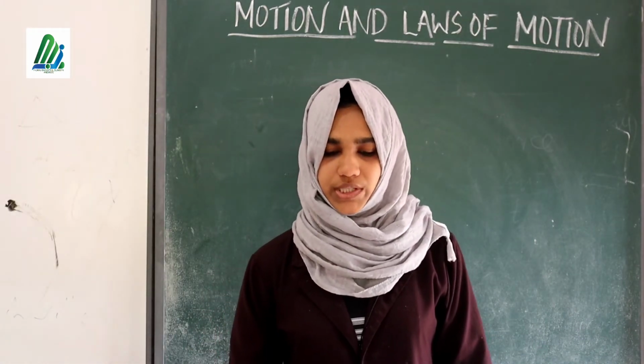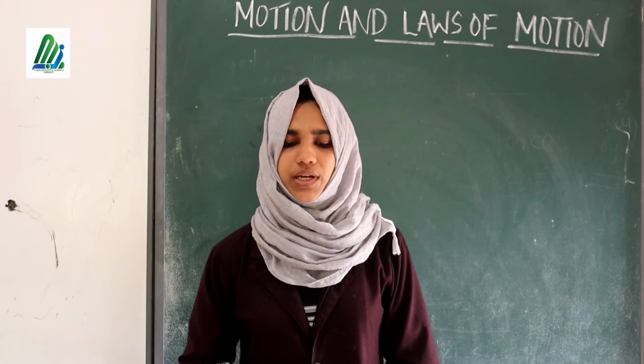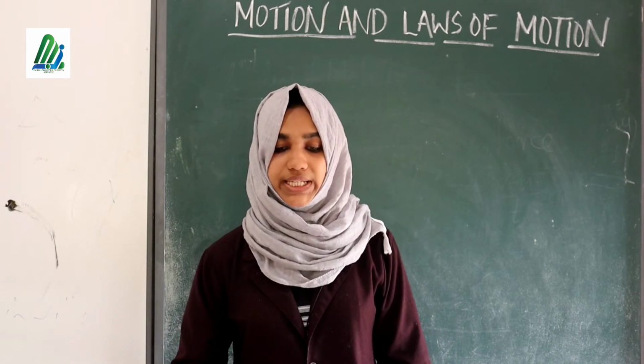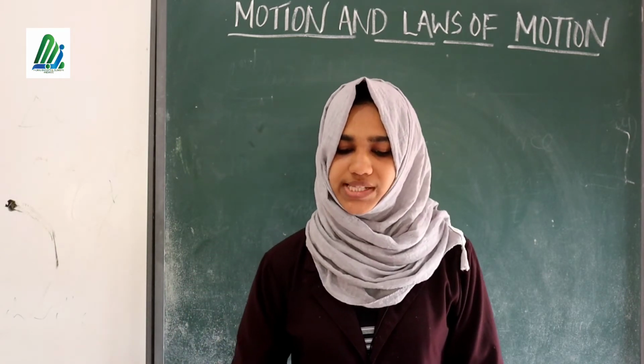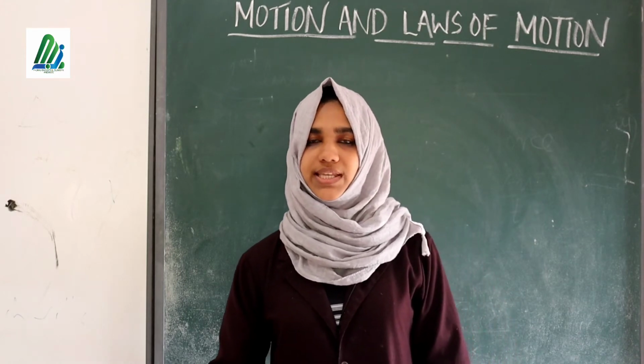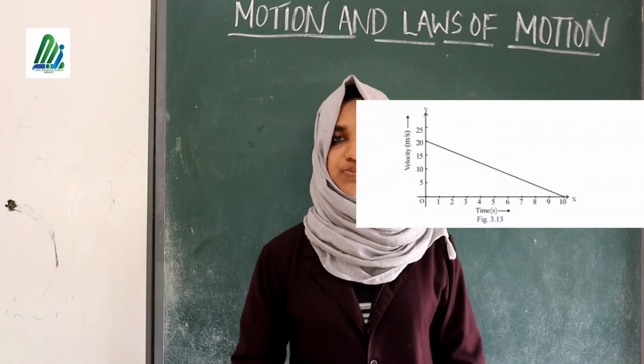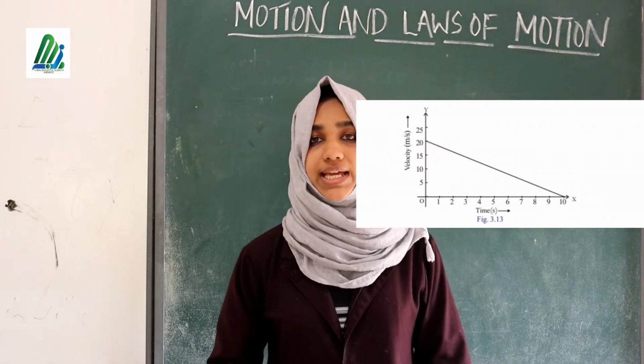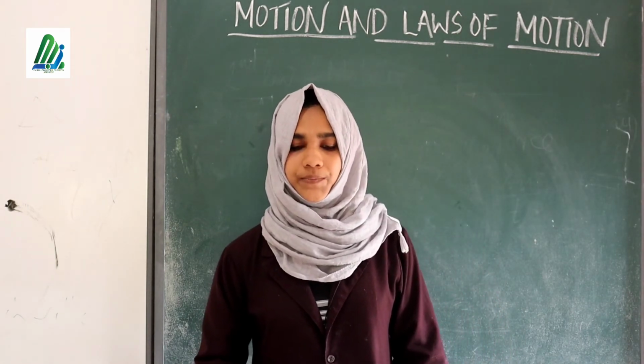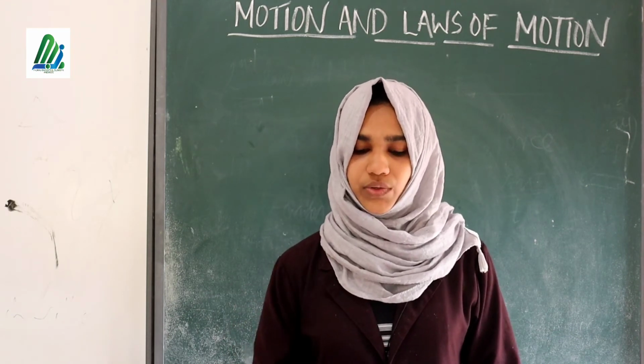I will read the question. Velocity time graph of an object of mass 20 gram moving along the surface of a long table is given below. Look at here. Here you can see the picture that is given in your textbook. That is figure 3.13. So, once again I will read the question.